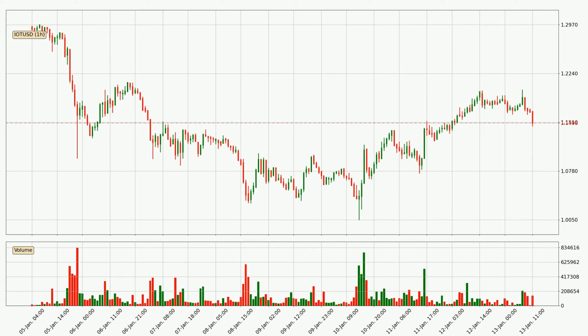Looking at the IOTA hourly time frame, the price moved down around 2.3% in the last 24 hours, with a current price of 1.15. And the move wasn't very strong as the volume wasn't very high.